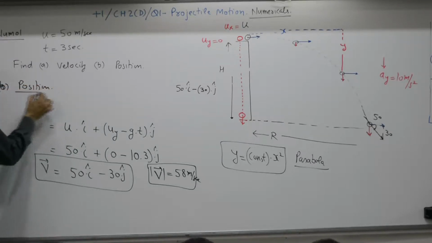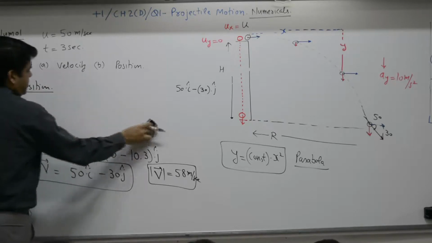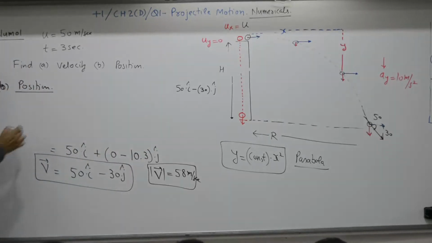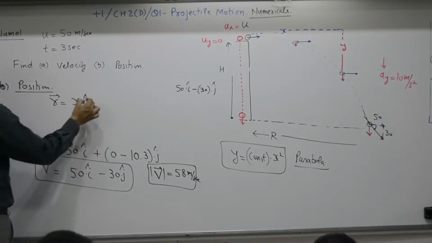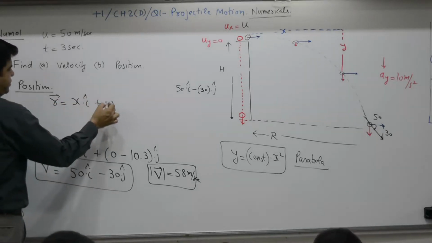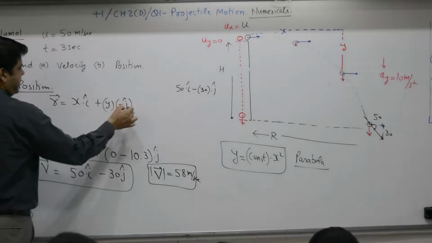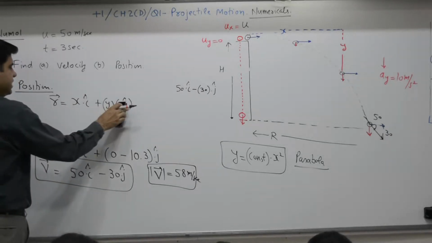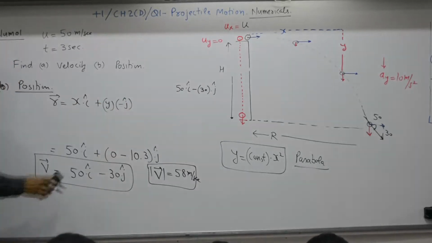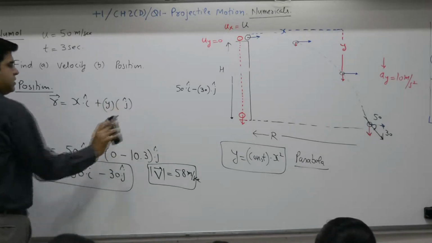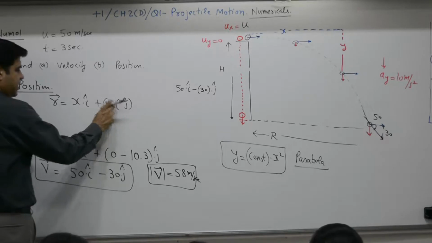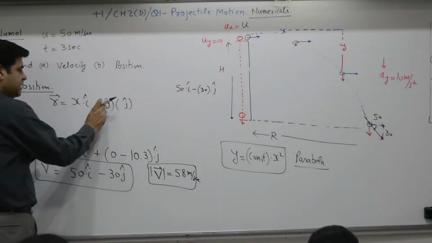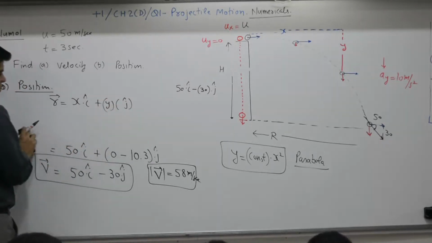What do you mean by that position? Where the particle is. R is X i plus Y minus j. In case you write minus here, then this is plus. That is why it is your choice. If you write minus here, you will write plus here. If you write minus at this point, this is plus.